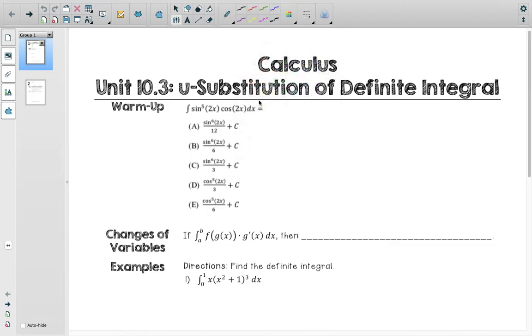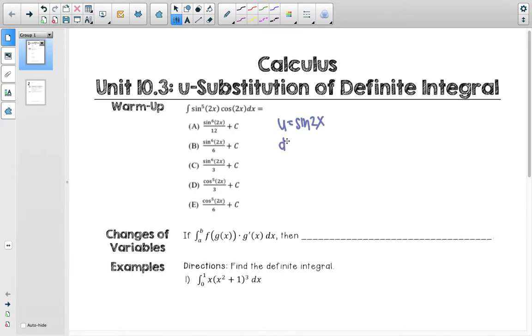Okay. So let's do this warm-up. This warm-up is u-substitution. The only difference between what we're doing here and what we did in 10.1 is we're doing definite integrals. So we have some numbers now to calculate, and there's kind of a weird little situation you have to do. So it's not too bad, it's just weird. In this situation, we want the u to be the sine of 2x because it's inside of this 5. It doesn't look like it, but it is.